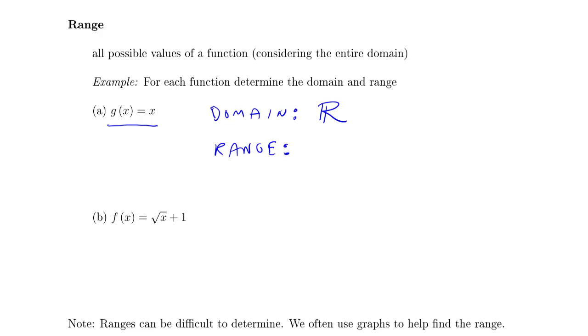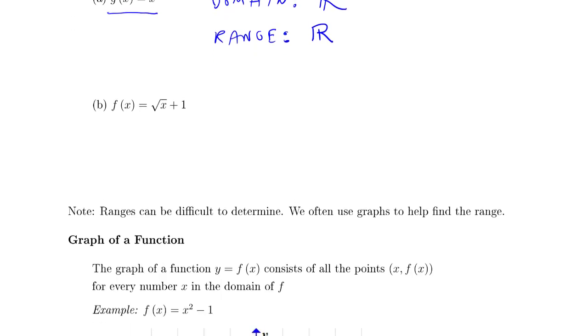So now, think about it. This function just outputs whatever went in. So if we're allowing all the real numbers to go in, then all the real numbers come out because what goes in just comes out, and our range would simply be all the real numbers. So that one wasn't too bad.